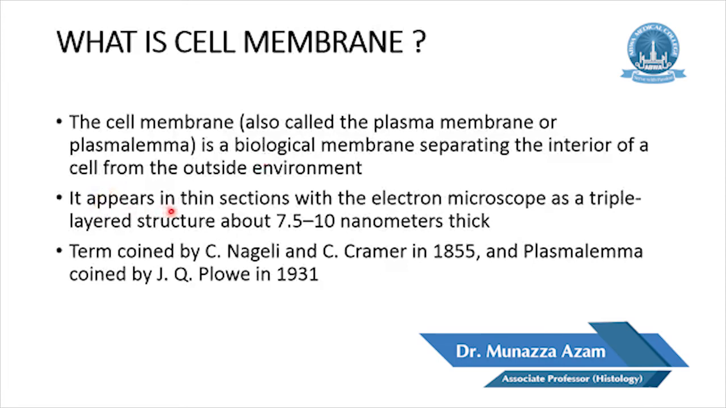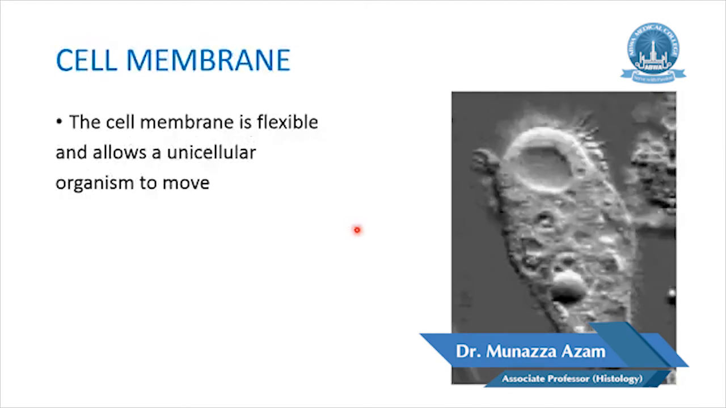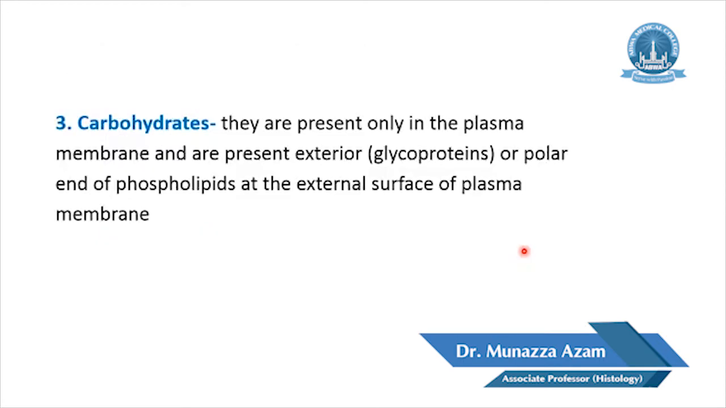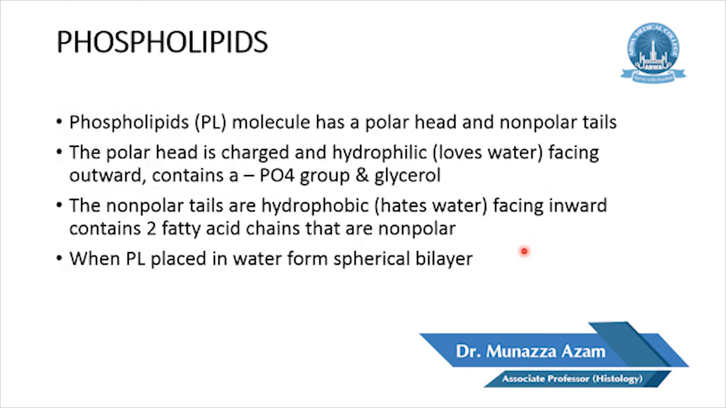It appears in thin sections, with the help of the electron microscope, as a triple-layered or trilaminar structure, which is about 7.5 to 10 nanometers thick. The cell membrane is flexible, and in unicellular organisms it allows movement. Chemical composition of the cell membrane: it basically consists of lipids, proteins and carbohydrates. Among them are the phospholipids.